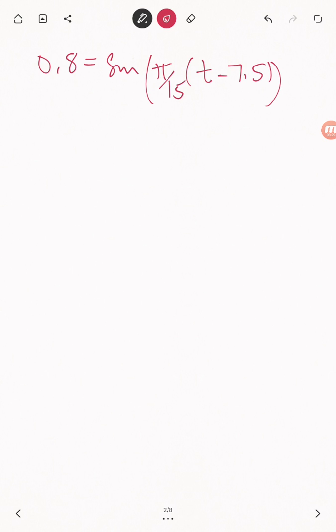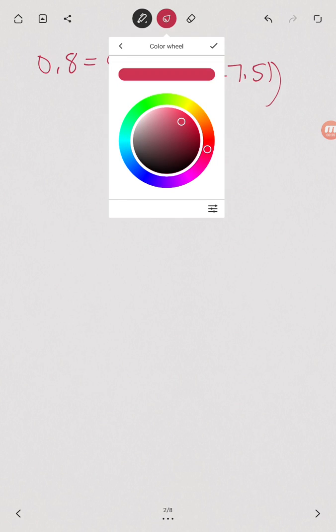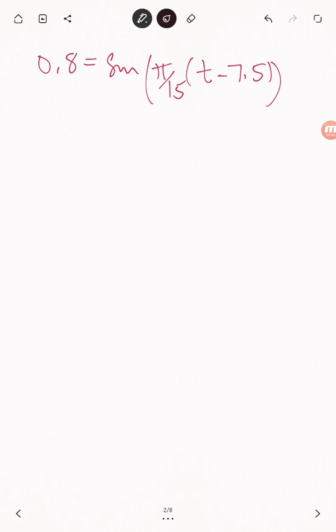Okay, let's go to the next page here. I'm just going to rewrite that so we can continue. 0.8 equals sine of pi over 15 times t minus 7.5. I'm going to switch back to my black color now. Okay. Now this part, we just need to be a little bit careful about how we do it. So next thing that we need to undo that's furthest away from the t is the sine function. How do we undo sine? We have to do sine inverse. So we're going to do sine inverse.